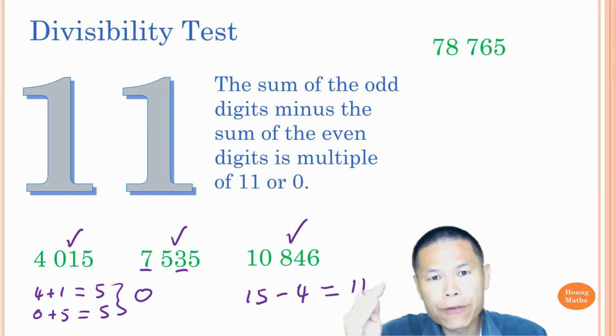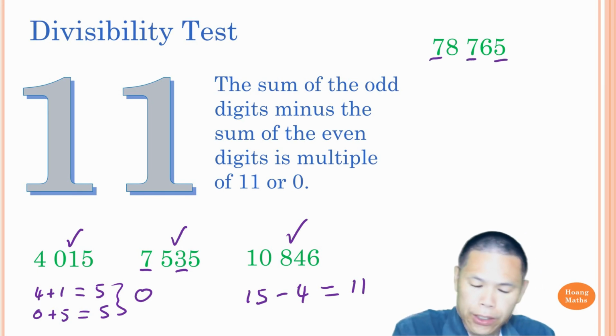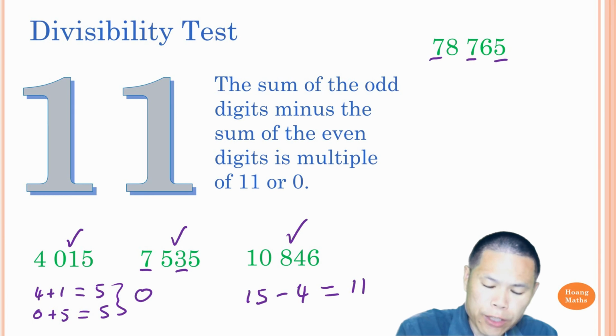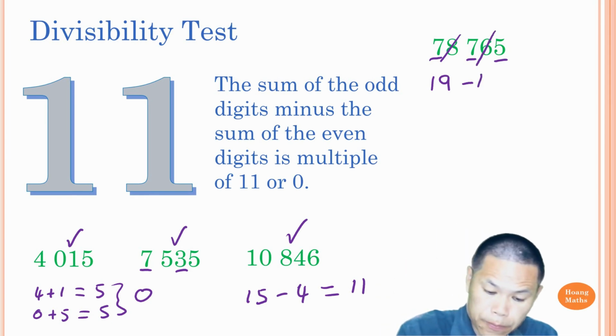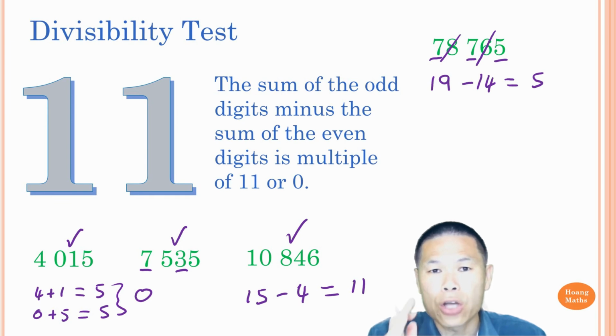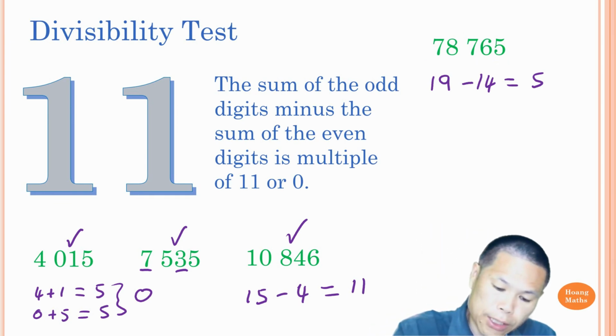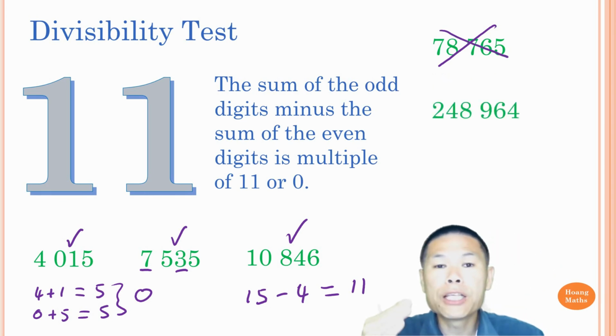Right, let's see if you got it correct. So we have 7, 7, 5. So 7 plus 7 is 14. 14 plus 5 is 19. Then we add these two together. So 8 plus 6 is 14. And the difference is 5. So it's not divisible by 11 because 5 is not divisible by 11. So therefore this number here is not divisible by 11. Please pause the video and try this one yourself.